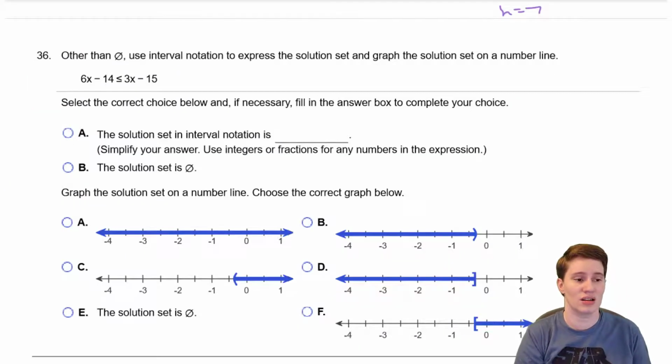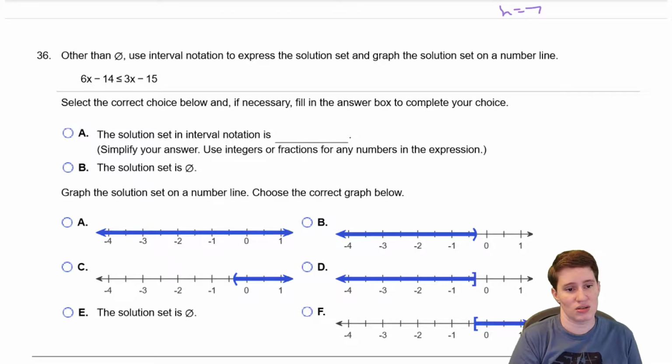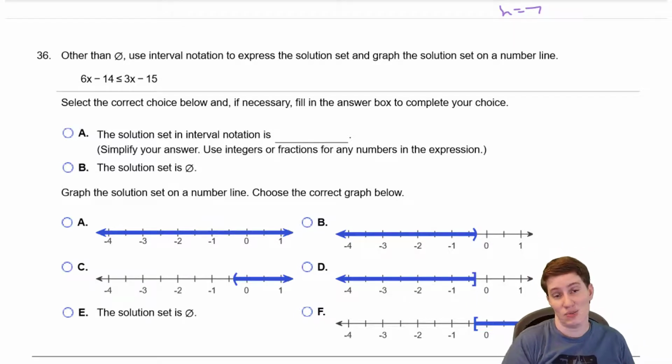Unless it says other than no solution. That's what, remember I said that, the circle with the line through it means. So it's saying, other than that, use interval notation to express the solution set and graph the solution set on a number line. And the reason it's saying it that way is that if we do get no solution, then we cannot write our answer in interval notation, and we cannot graph our solution. It would be just a blank graph.